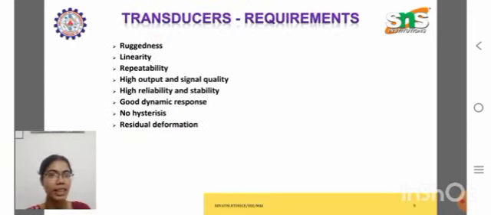The next slide is transducers requirements. Some of the basic requirements are ruggedness, linearity, repeatability, high output and signal quality, high reliability and stability, good dynamic response, no hysteresis, and no residual deformations.